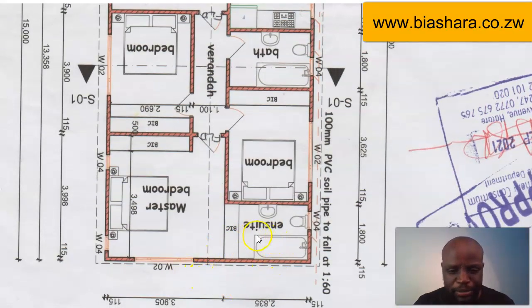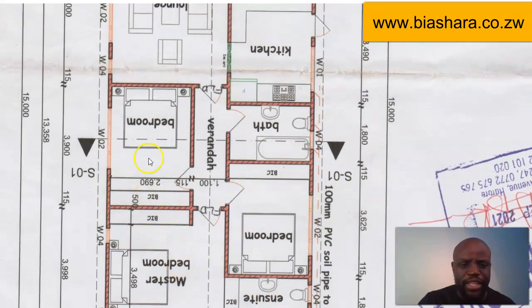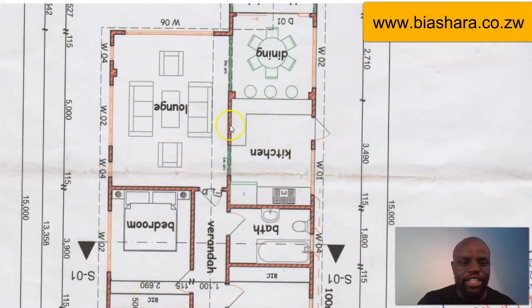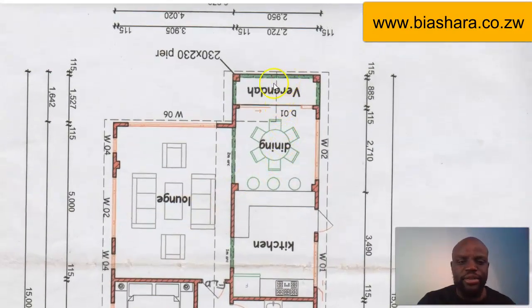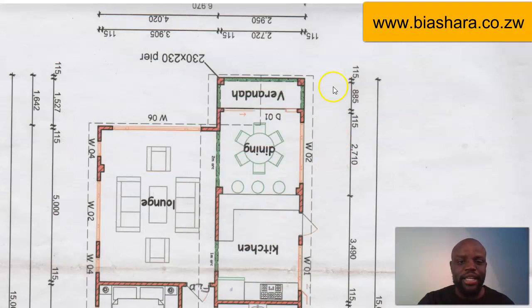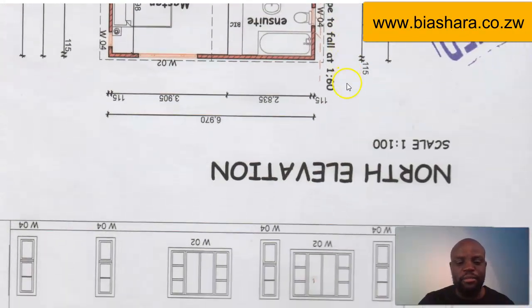It has an ensuite bedroom here, a master bedroom here, and then another bedroom, bath, kitchen, lounge, dining, veranda, and that's basically it. Some of you understand what you can see, and some of you don't really. It really doesn't matter. But this is the site plan that I have with me right here.